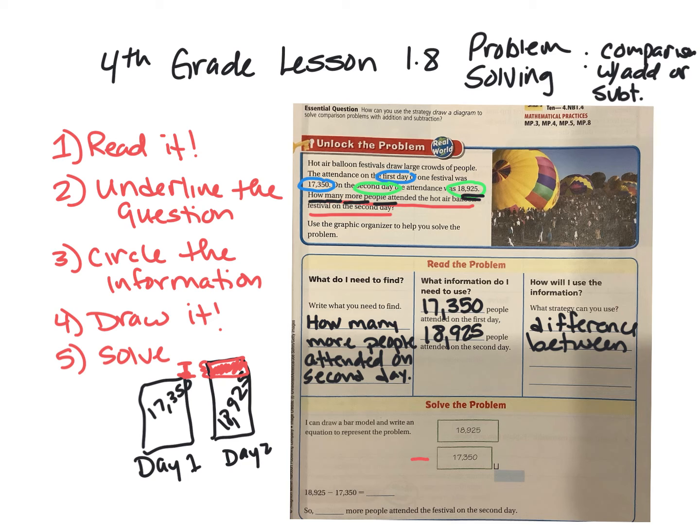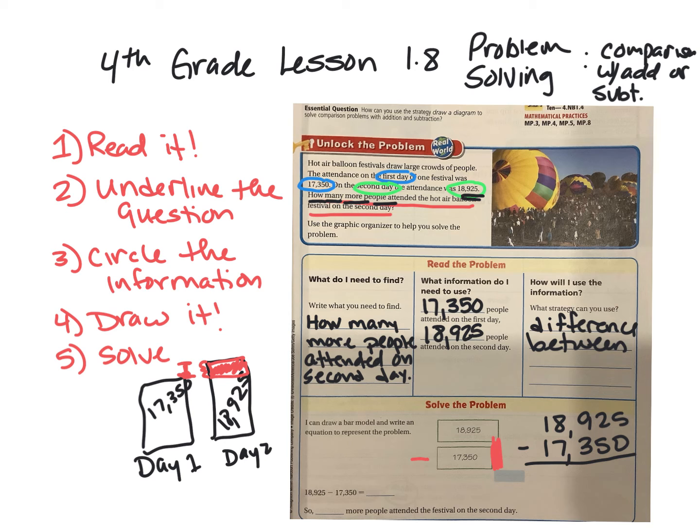Solve the problem. So we can draw a bar model. They drew a bar model to see how much was left here. They did the drawing as well, only sideways, right? And so then we can subtract to find out how much that amount is. I'm going to do that subtraction off to the side here. So 18,925 minus 17,350.